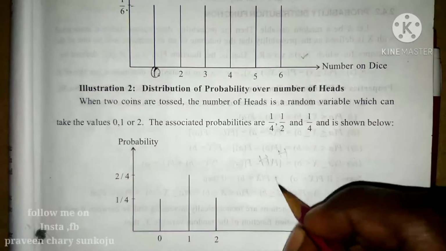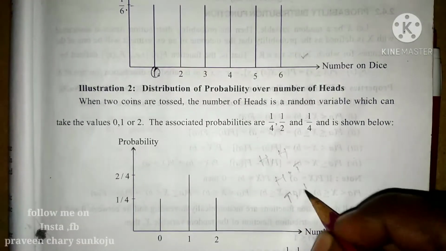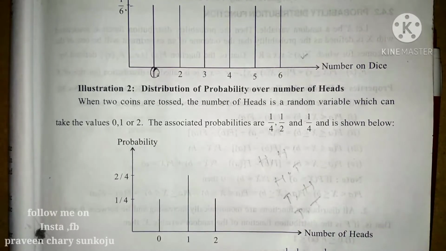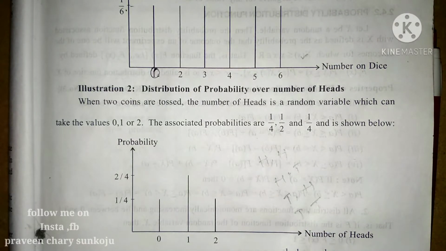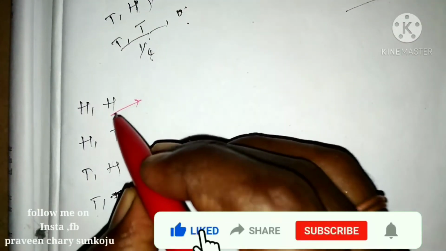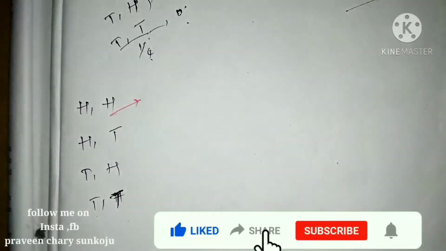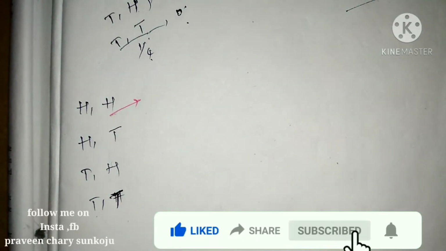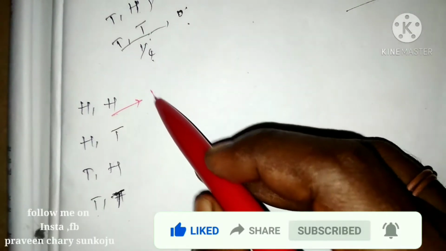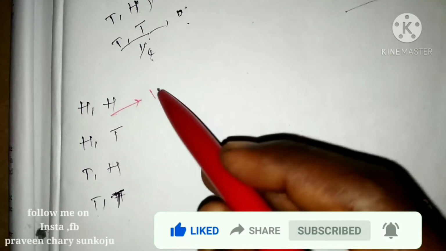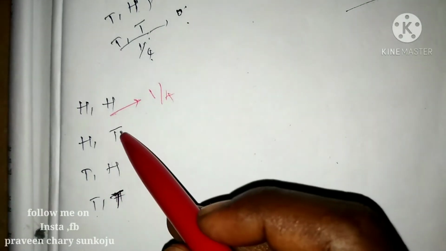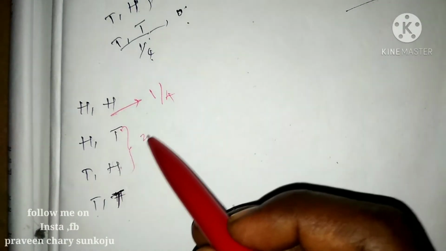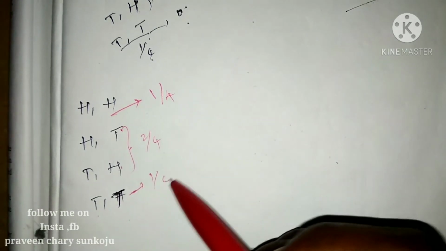We have the outcomes HH, HT, TH, and TT. These are the 4 outcomes when we toss 2 coins at the same time. This one is 2 heads, taking x as the count of heads. This is going to be 1 out of 4.